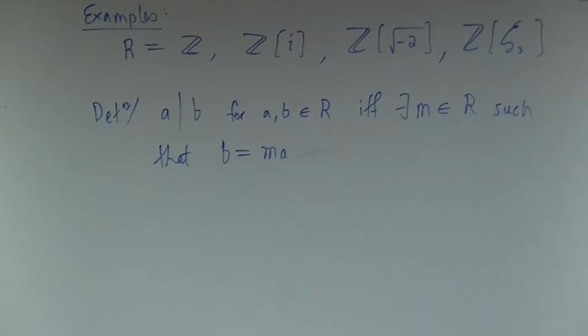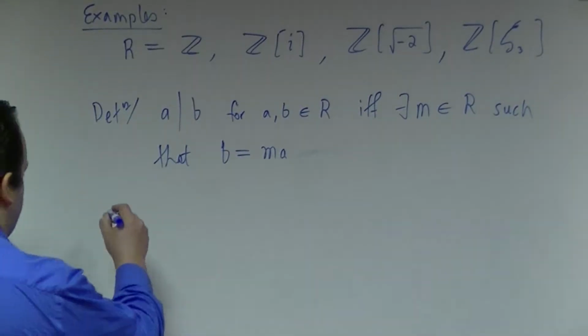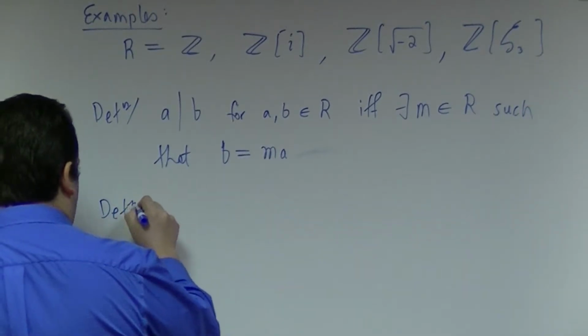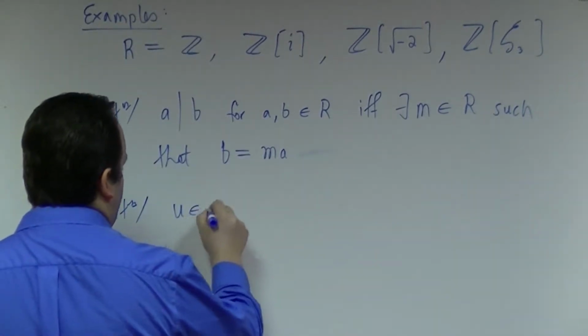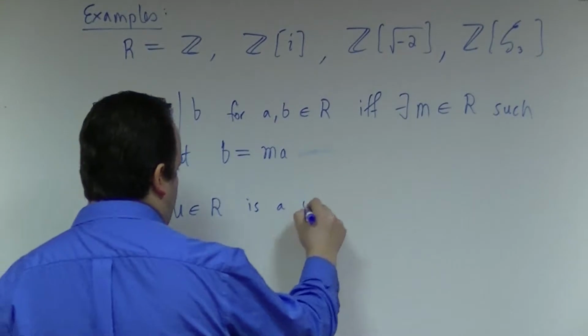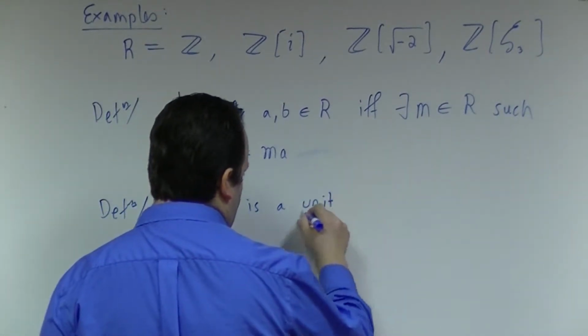And now that's not just it, right? So we can also talk about units. Definition: what's a unit? U, an element of R, is a unit if and only if what?